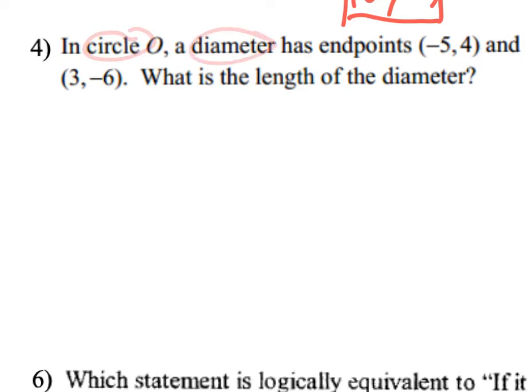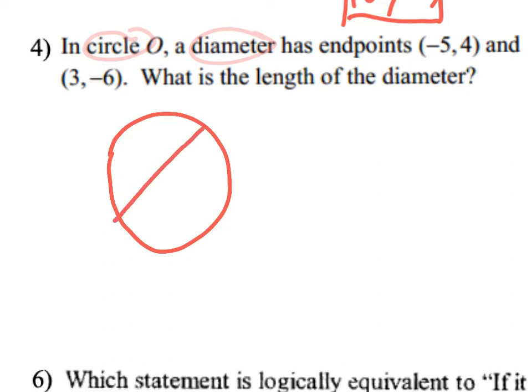So first things first, I'm going to just draw this so I have something to reference. So I have a circle. Okay, that's not that bad, right? This is my circle O, and my diameter is my line that cuts straight through the center from one end to another end, right? And so my endpoints for this diameter are (-5, 4), and then (3, -6). And it's asking me to find the length of my diameter.